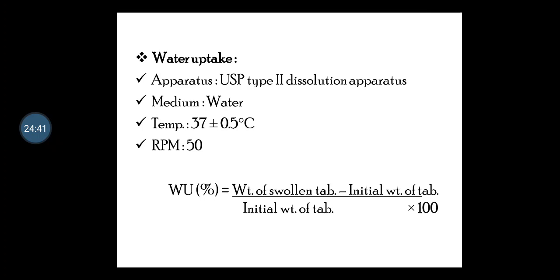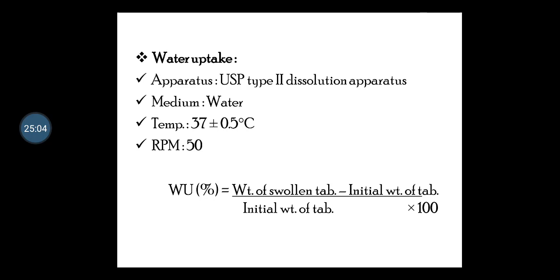Then, water uptake. For that purpose, the apparatus required is the USP type dissolution apparatus. The medium: you have to take distilled water, and the temperature has to be maintained at 37 degrees Celsius plus or minus 0.5 degrees Celsius, and the RPM has to be maintained at 50 revolutions per minute.